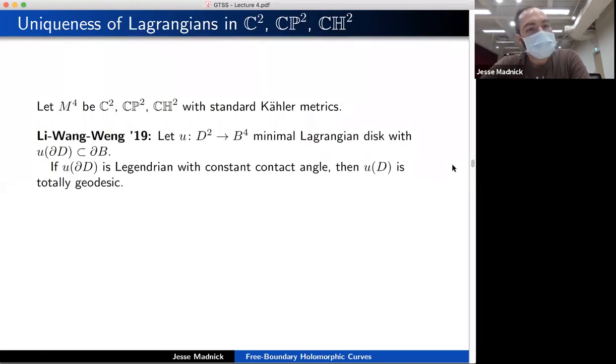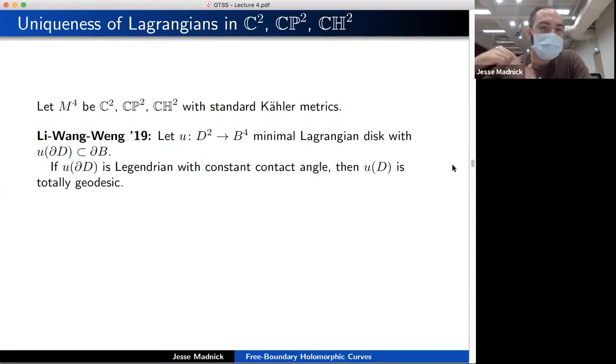And what they assumed was a very general boundary condition. This is actually more general in this context than the free boundary condition, right? The free boundary condition requires an orthogonal intersection of the disk with the sphere. Here, we're allowing the contact angle to not be pi over 2, it doesn't have to be 90 degrees. The contact angle just has to be constant.